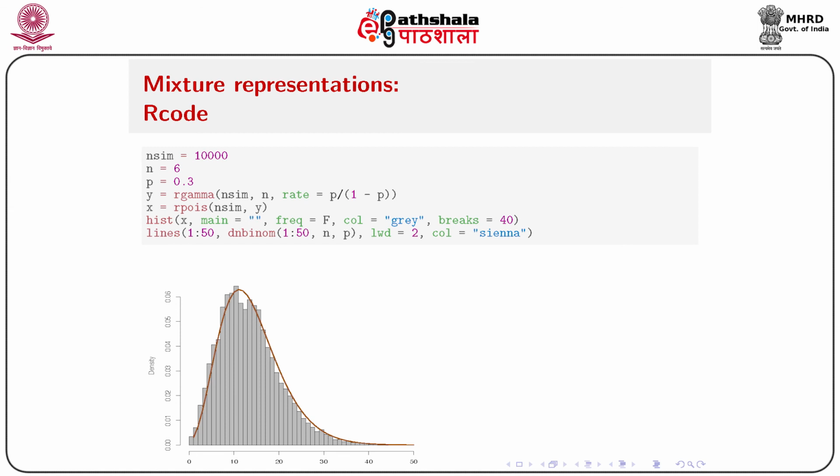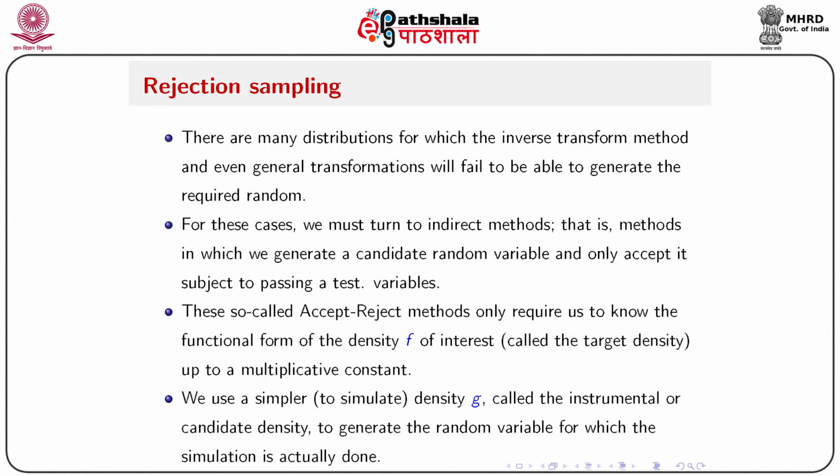In general, this knowledge would be useful to generate random variates from new distributions through this particular method. And finally we'll move to rejection sampling. This is a very important sampling technique, especially in the context of Markov chain Monte Carlo methods. There are many distributions for which the inverse transformation method and even general transformation will fail to generate the required random variable.